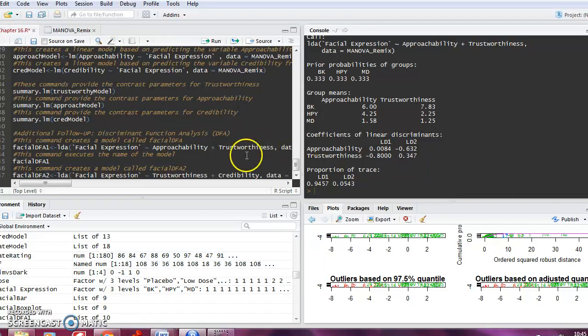Okay, so welcome back. Now we are looking at the discriminant function analysis, the DFA. The first thing that we want to do is create a model called facial DFA, and this is going to be our first one. This one is going to take into account approachability and trustworthiness in terms of facial expressions.